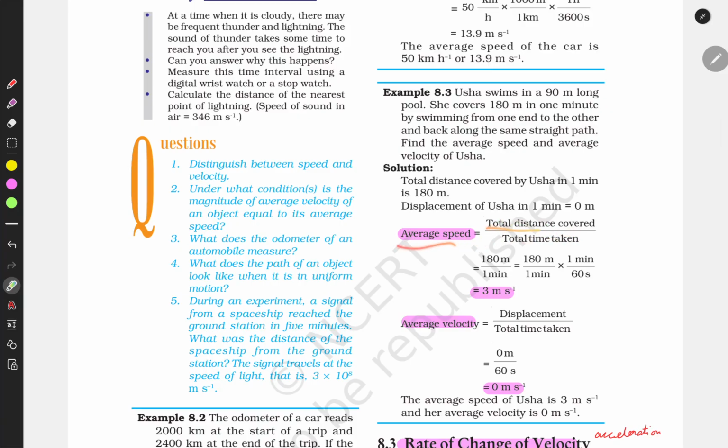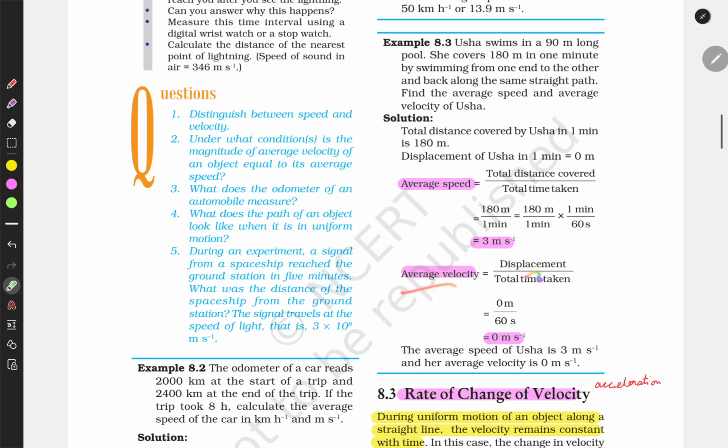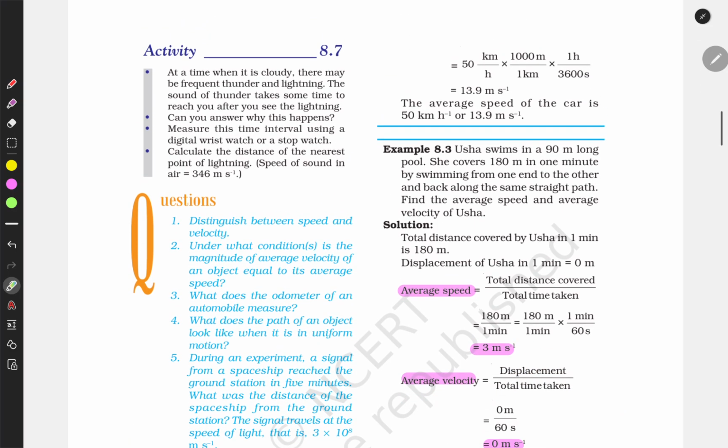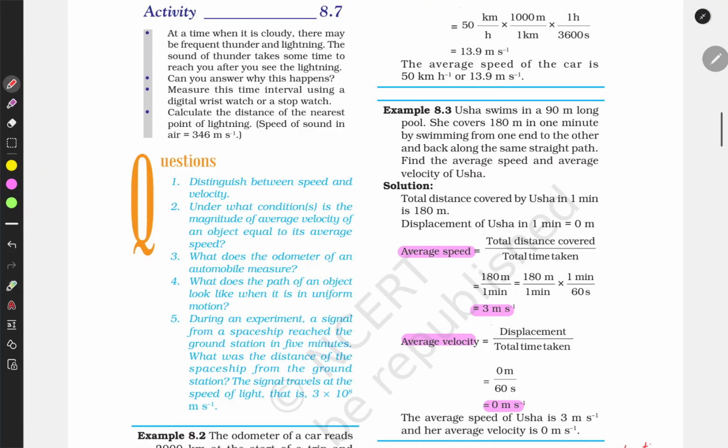Average speed has a formula of total distance covered over total time, and average velocity is total displacement over the time. Let's do this simple example. Usha swims a 90 meter long pool. She covers 180 meters in 1 minute by swimming from one end to the other and back to the same place. What is the average speed of this?